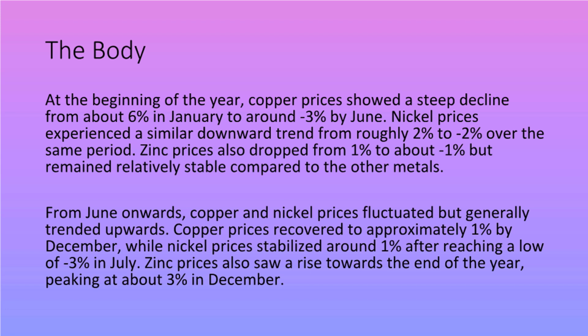From June onwards, copper and nickel prices fluctuated but generally trended upwards. Copper prices recovered to approximately 1% by December, while nickel prices stabilized around 1% after reaching a low of -3% in July. Zinc prices also saw a rise towards the end of the year, peaking at about 3% in December.